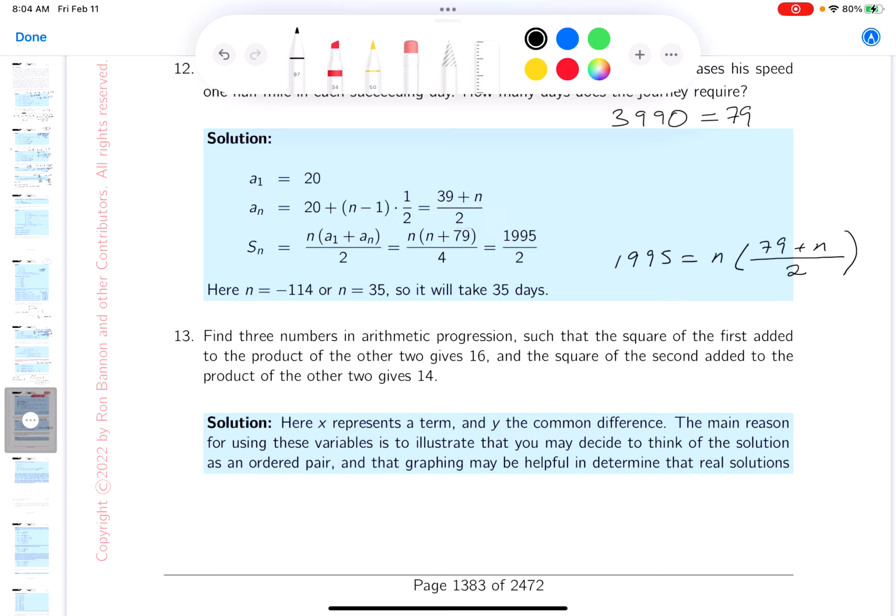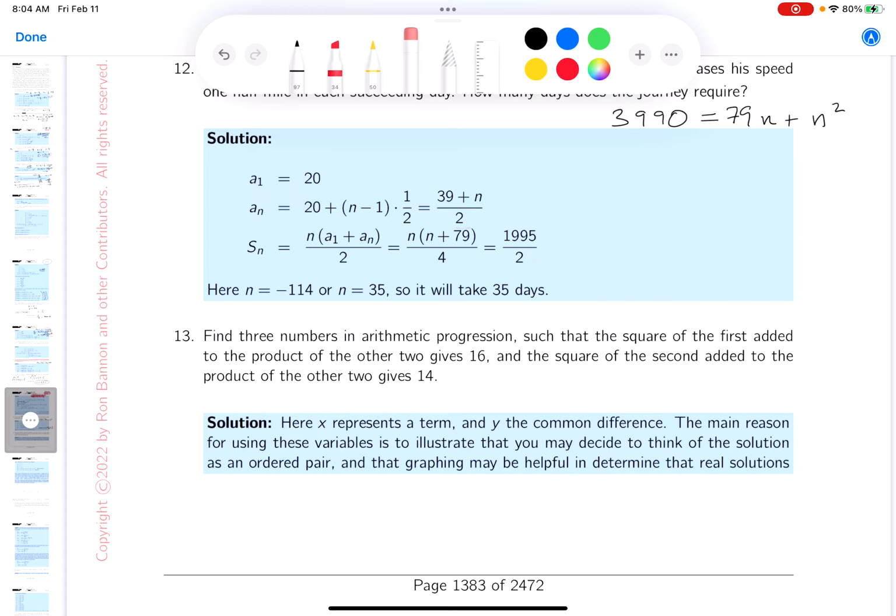79N plus N squared. All right, I realize they're huge numbers. There's no doubt about it. I'm kind of looking at it, and that's going to be a tough one. But I'll have to write it down, right? So I'll erase this over here.